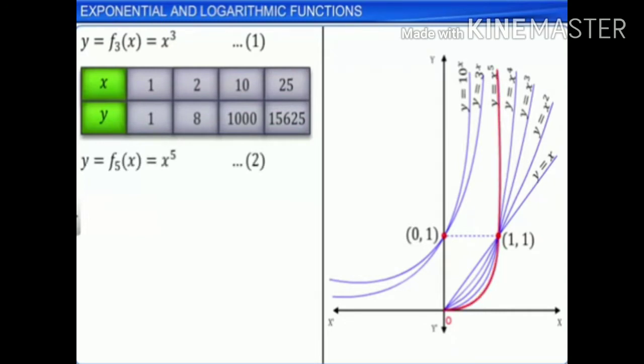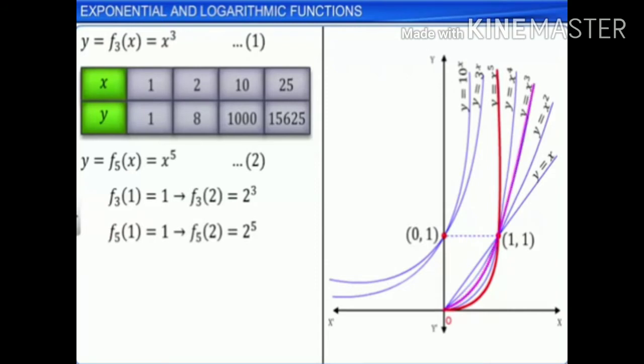Here we see that as x increases from 1 to 2, f3 of x increases from 1 to 2 cubed, and f5 of x increases from 1 to 2 raised to the power 5. Observe that for the same increment in the value of x, f5 of x increases faster than f3 of x. This change is quite evident if we take higher powers of x into consideration.